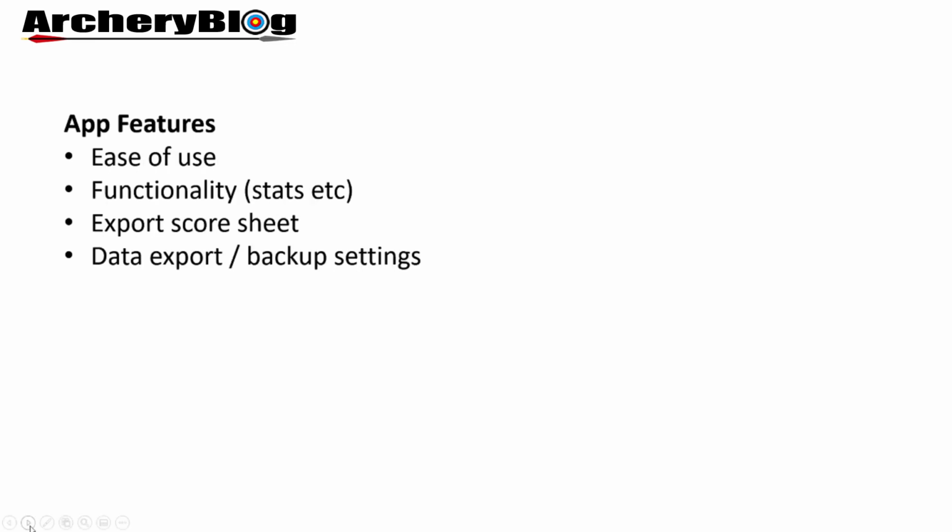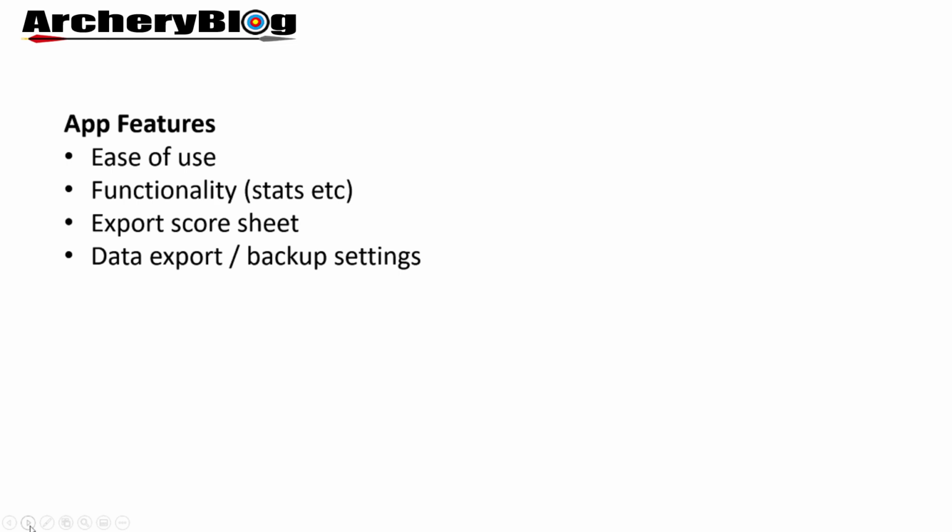Next, the app features. These are the four main things I'm looking for. I want the app to be easy to use. I want it to be easy to use when you're at home, looking at your history of scoring, and I want it to be easy to use when you're actually at the target boss trying to record your arrows as quickly and as accurately as possible, whether it be in the rain or in the burning hot sunshine.